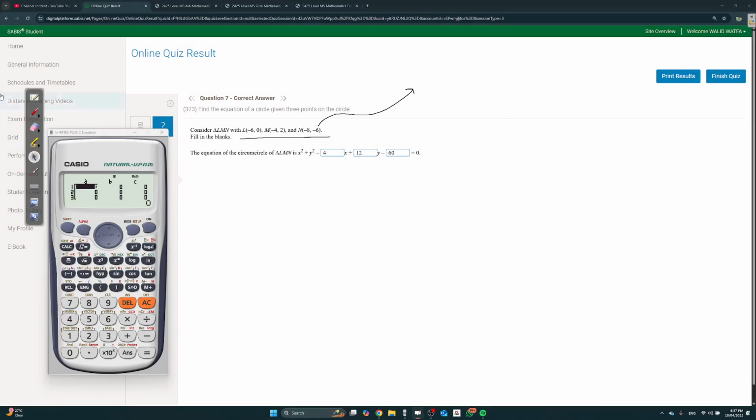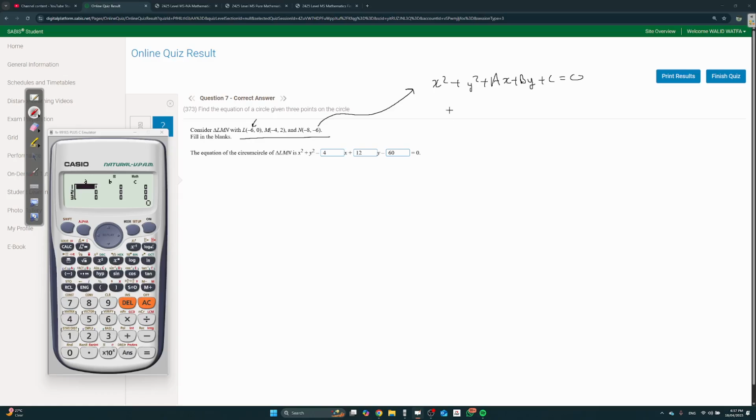So let's see. To do this, you have the standard form of a circle: x squared plus y squared plus ax plus by plus c is equal to 0. So basically what you do is you just substitute your x and y coordinates into this. You get 3 different equations and then solve for 3 different variables. Very easy. We're going to do this 3 times.